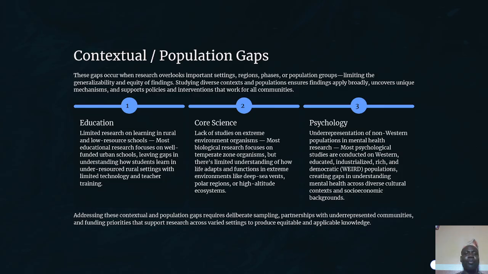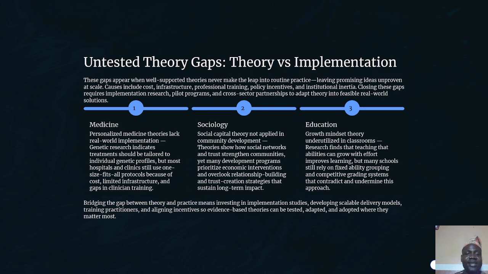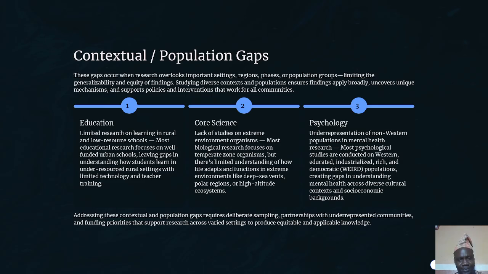The contextual and population gap. These gaps occur when research overlooks the important setting, region, phases, population, or group, limiting the generalizability and equity of findings. So when a particular region has not experienced a particular method of doing things, the point is that it is very important that they are doing it.